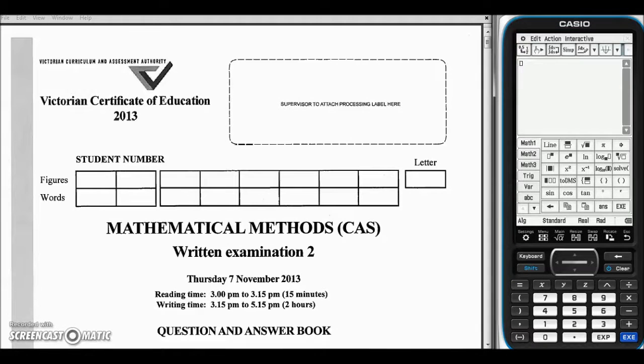Okay, here we go. This is the 2013 Maths Methods Exam 2. This is a run through of the multi-choice questions. As always, we're using the ClassPad 2. And here we go.